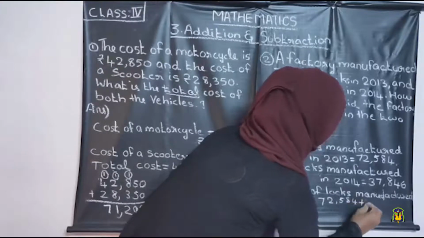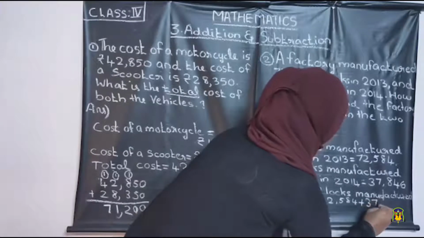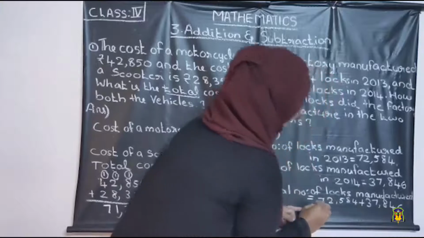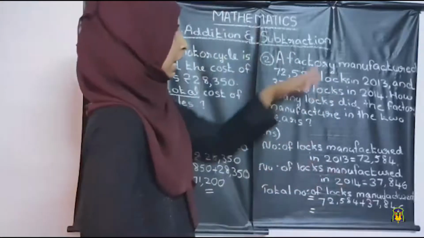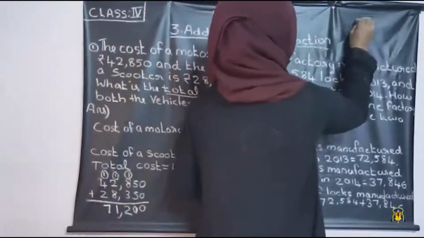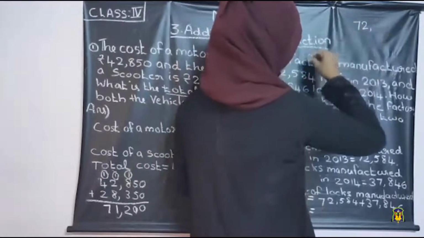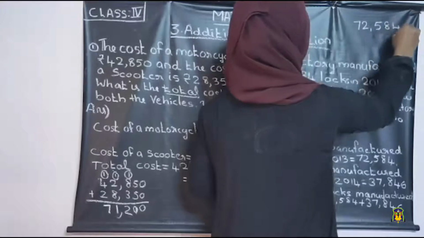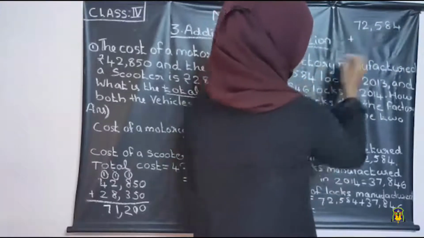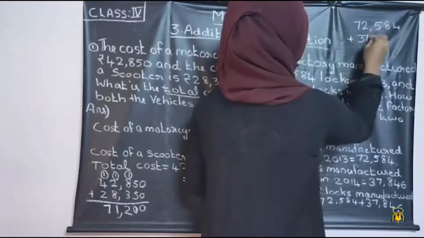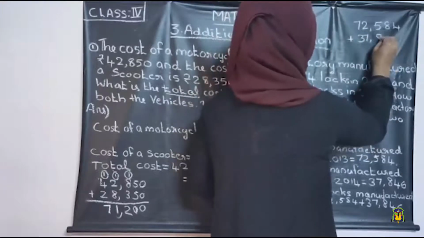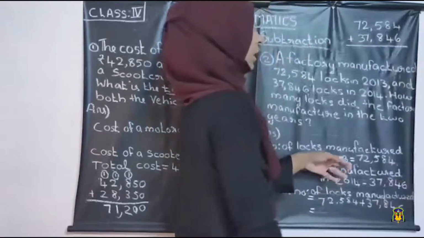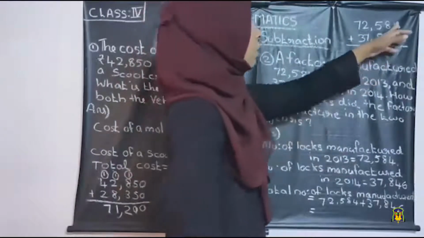72,584 plus 37,846. You want to add and find the answer. I will do it here, children. It is 72,584 plus 37,846. Okay, so you want to add from the ones place.